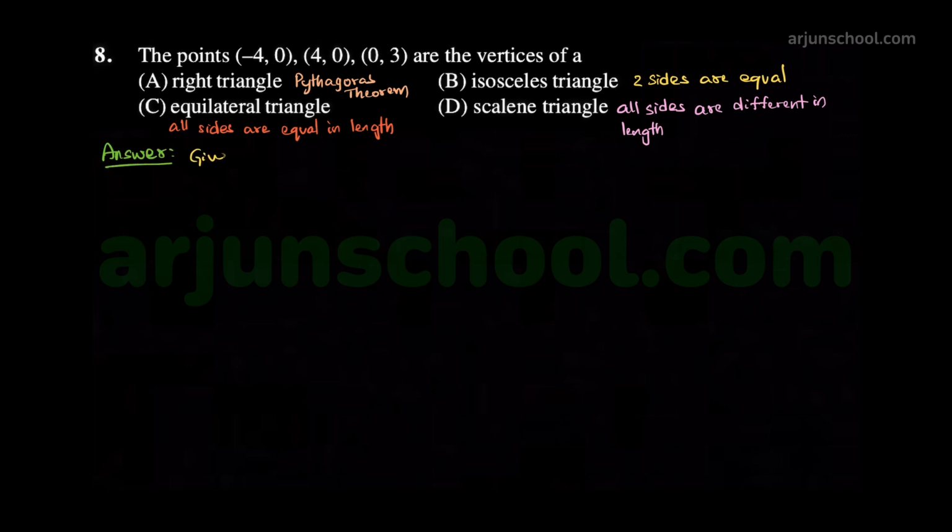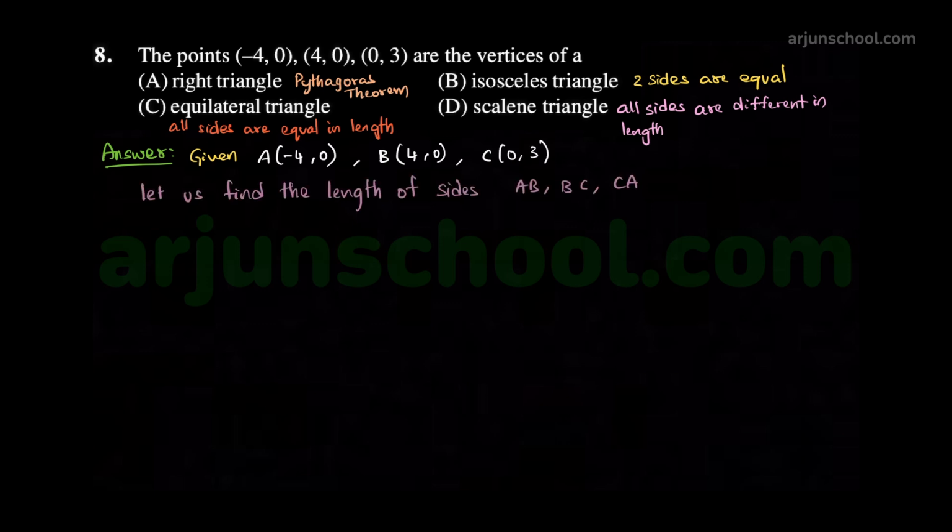The given points are A(-4, 0), B(4, 0) and C(0, 3). Now let us find the length of the sides of the triangle ABC, which are AB, BC and CA. First let us find the length of the side AB.